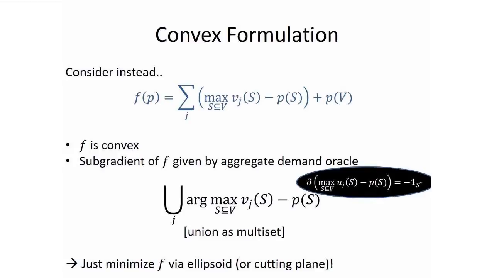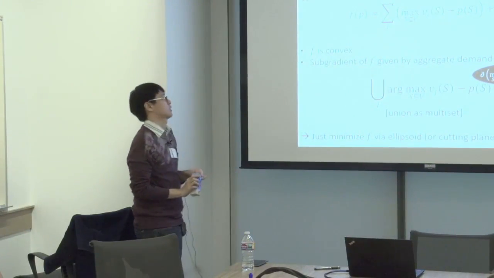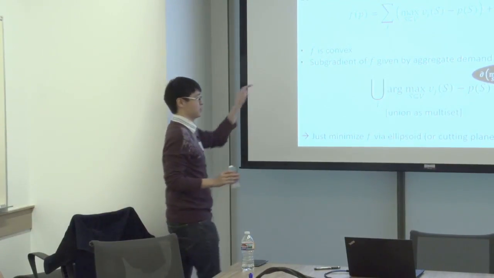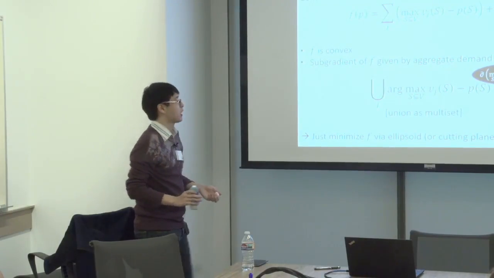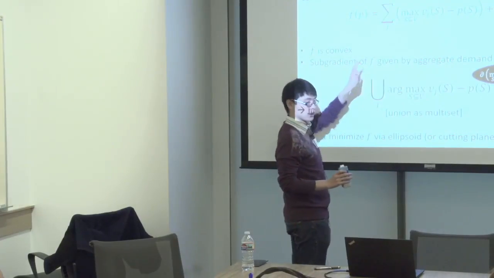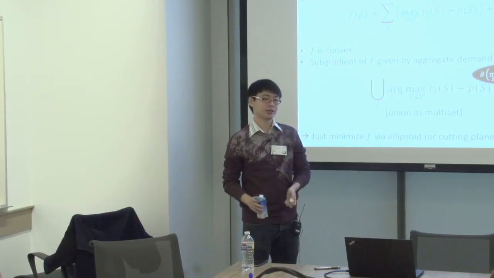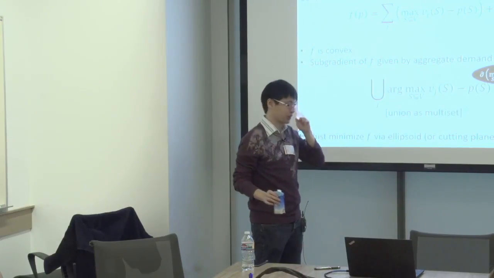And that's the convex formulation we have. So we have this function of P with the same objective function. It's not a hard thing to check that it's actually convex. And more nicely, if we want to apply any kind of convex optimization primitive, we need the subgradient or the gradient. And in this case, it's actually something really nice.